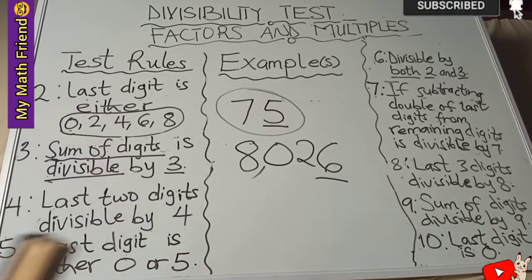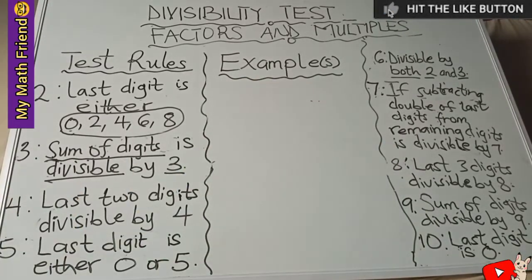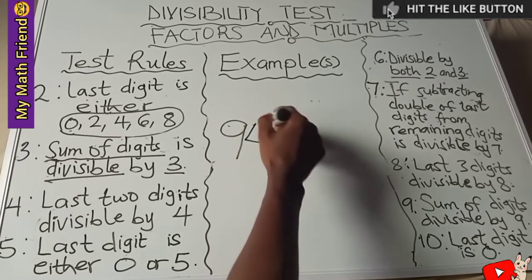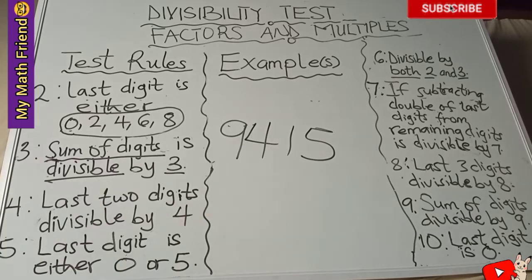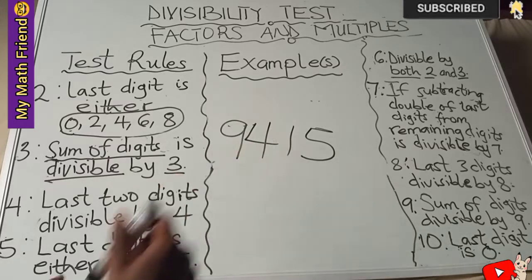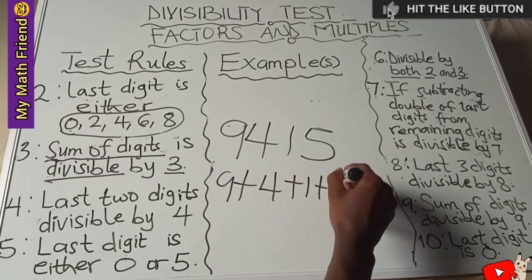Let's go to the test rule for 3. What is the test rule? It says that the sum of the digits should be divisible by 3. Sum means we are adding. Let's look at this example, 9,415. Let's sum the digits up. So we have 9 plus 4 plus 1 plus 5.